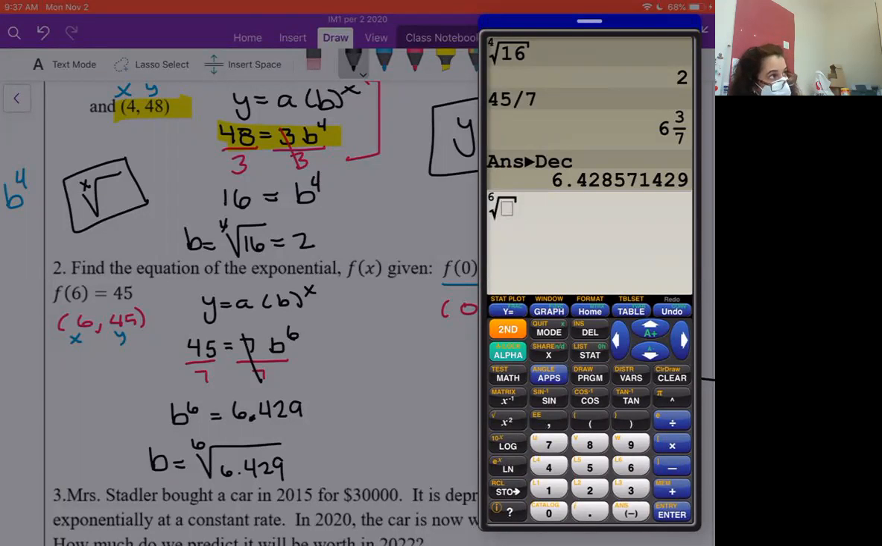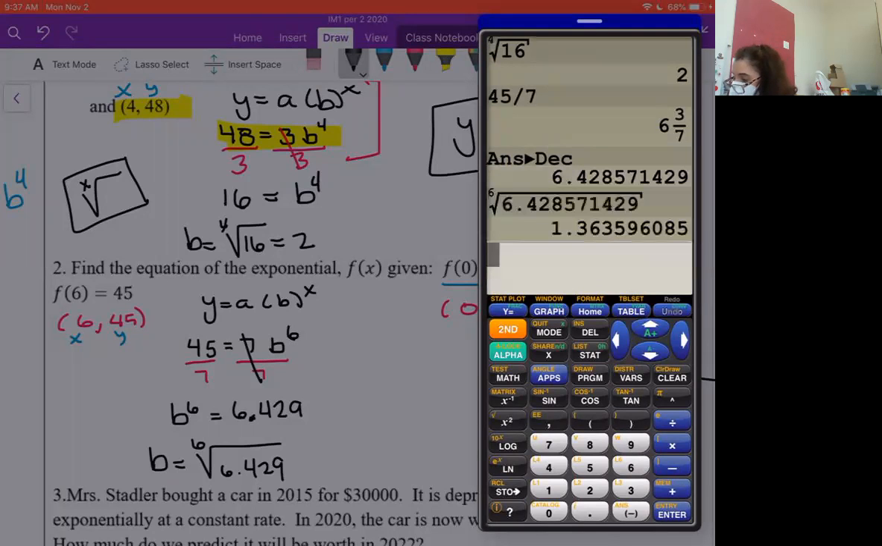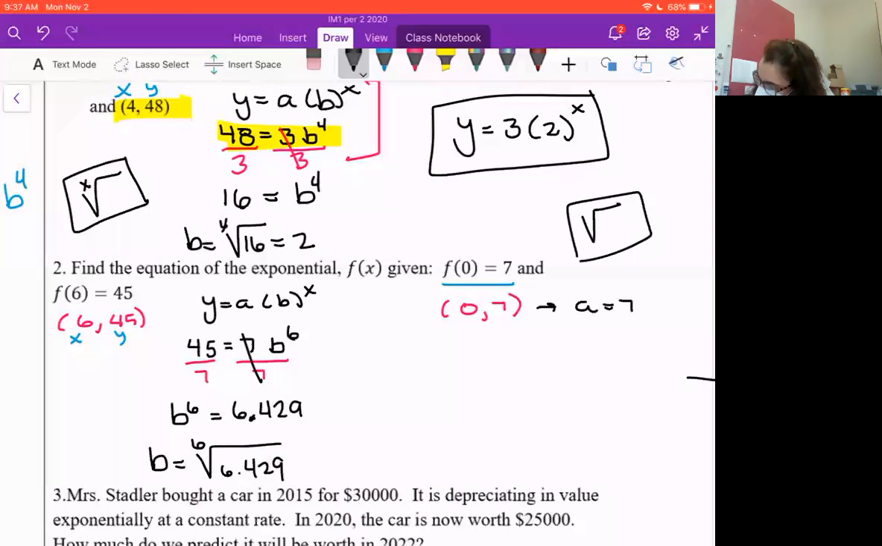And this answer that's sitting right here, 6.429, I'm going to arrow up, copy and paste it, so it's not rounded anymore. And I don't have to take the time to type it all in. It was sitting right there. All I had to do was copy and paste it. So there's my B value, 1.3636, I should say. So my B value is 1.3636.